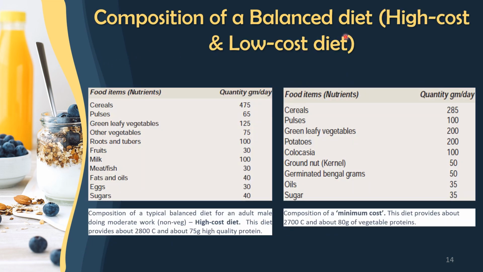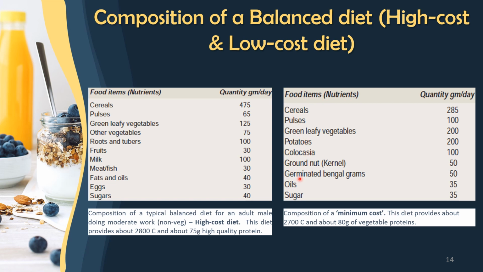How to compose a balanced diet. Here is the example. High cost balanced diet and minimum cost or low cost balanced diet. Both are balanced diets providing the same amount of calories and the same quantity of proteins. Here the emphasis is on milk and meat, while the proportionate compensation of milk and meat is taken from groundnut and germinated grams. This colocasia is Arvi, the taro plant.